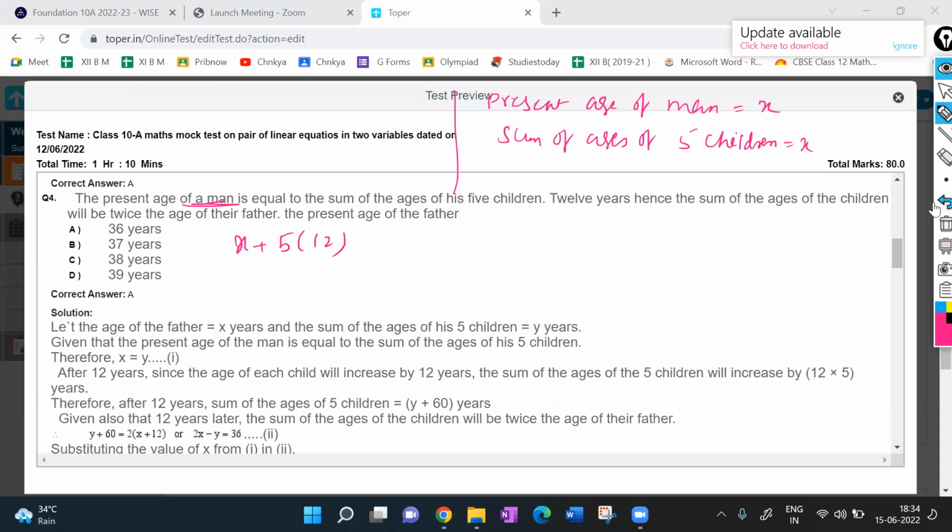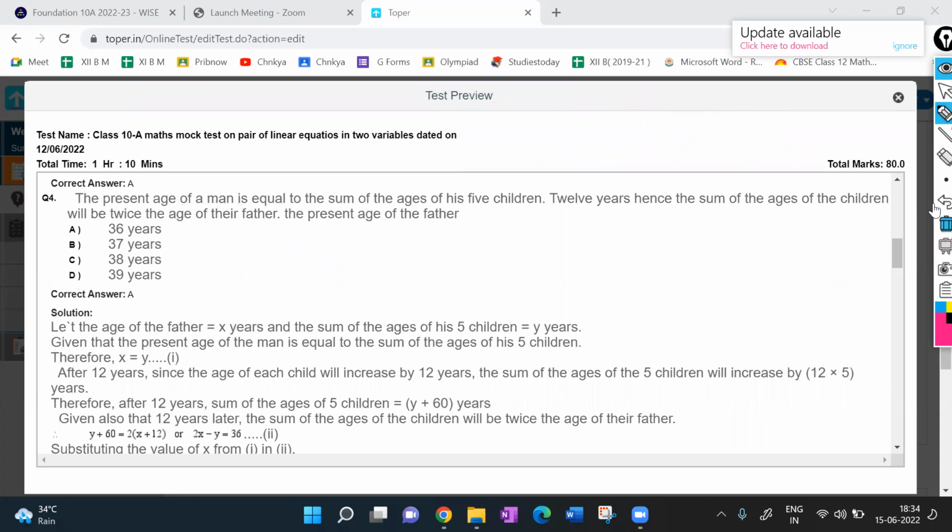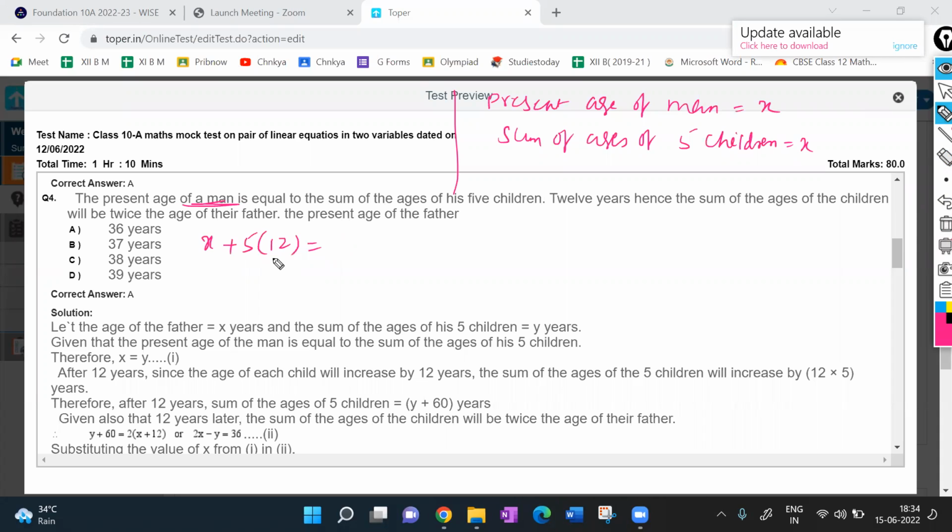So let me write this. X plus 5 times 12, which is equal to twice the age of their father. Twice the age of their father is what? Twice the age of X plus 12. Correct? Understood my point? Understood? Why we wrote like this? Twice the age of father after 12 years. So X plus 12. Okay, people, finding X value from this.